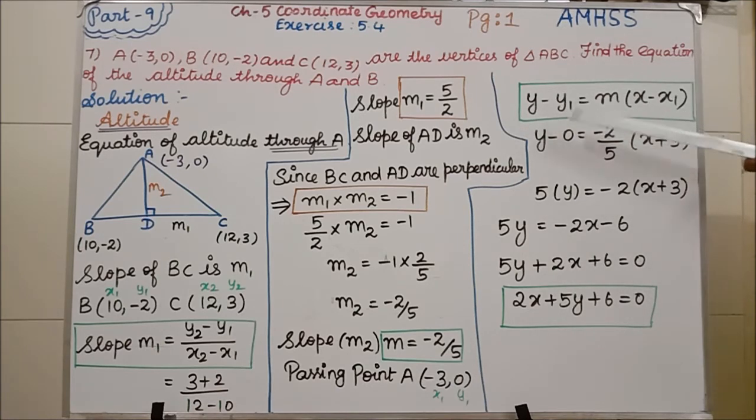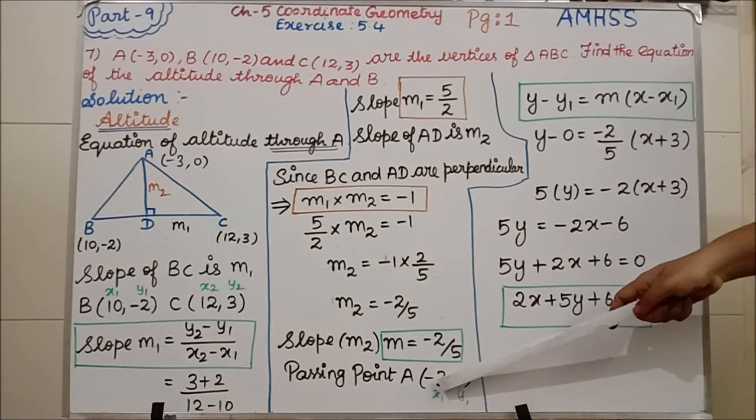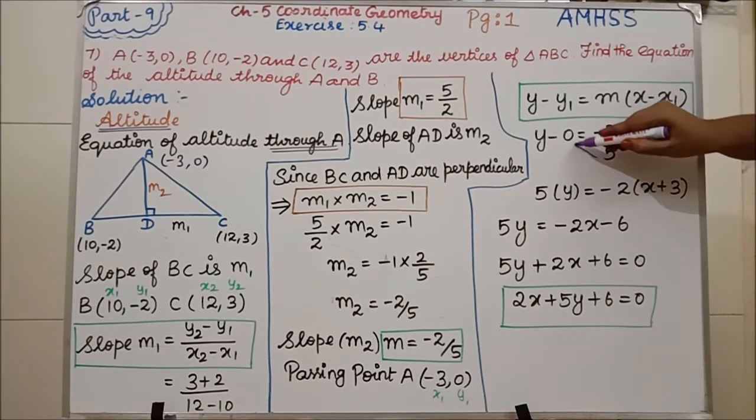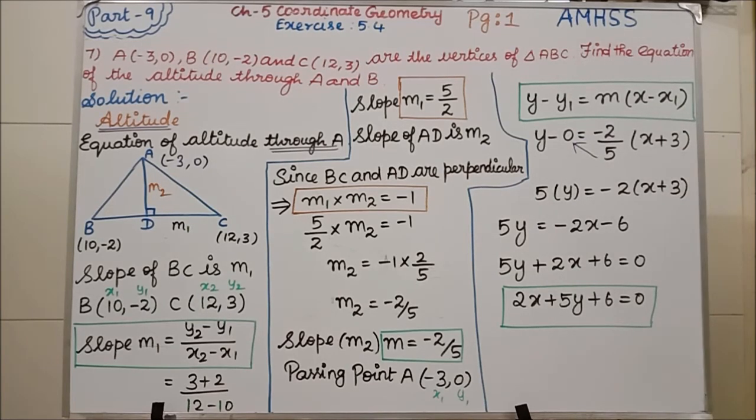Now y minus y1, y1 is our 0. So y minus 0 equals m, which is minus 2 by 5, times x minus x1. x1 is what? In the formula there is a minus, and in minus 3 we are having another minus, so that minus minus will become plus. Clear? So y minus 0 is y. The next step, we are doing the cross multiplication. So y minus 0 is y, and if you multiply by 5 we will get 5y is equal to minus 2 into x plus 3.